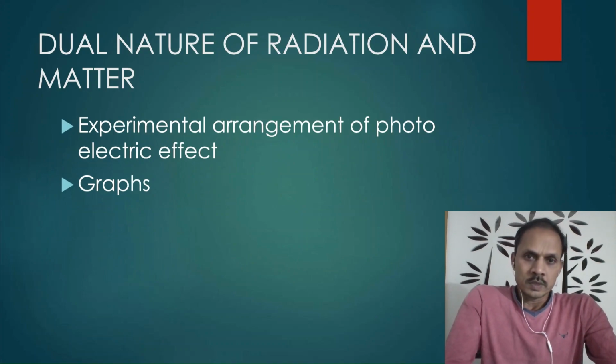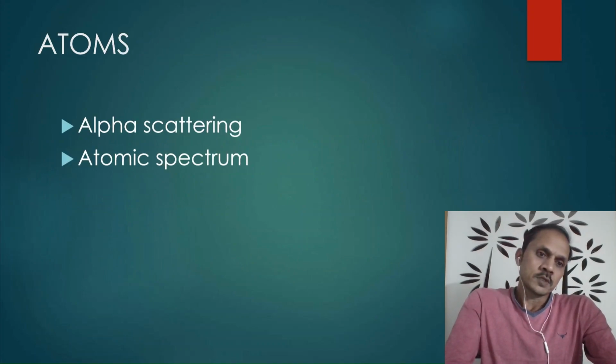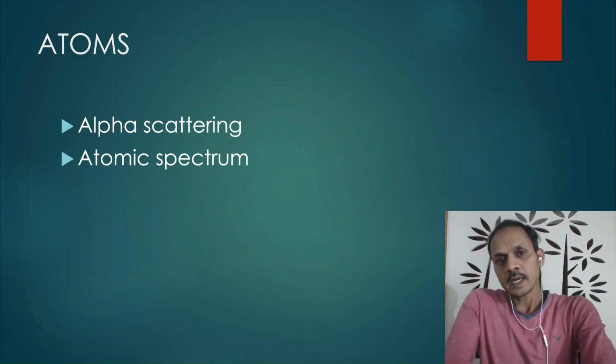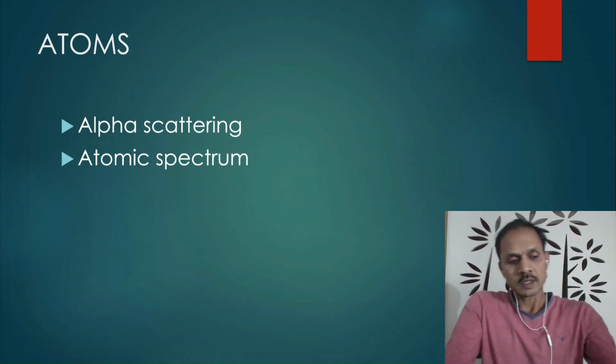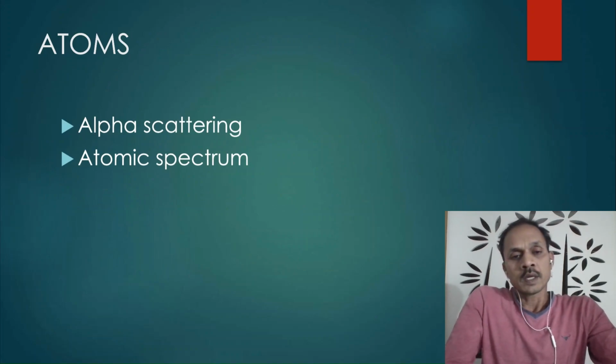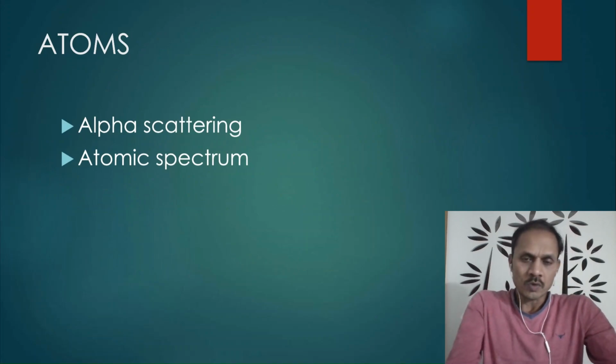So going to next one. Which one? Atoms. What are the diagrams in this one? Rutherford's experiment is there. And atomic spectrum, drawing spectral lines, emission. Okay, so not that much important, but better you practice. It will help to develop your concept.